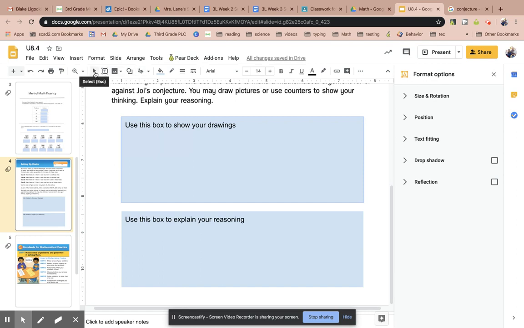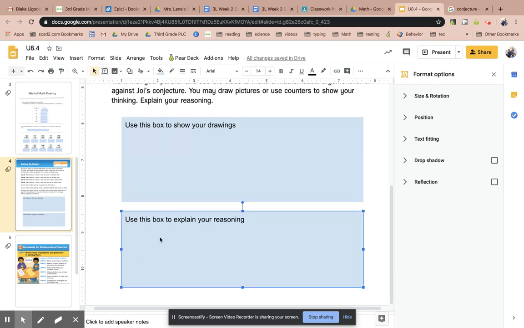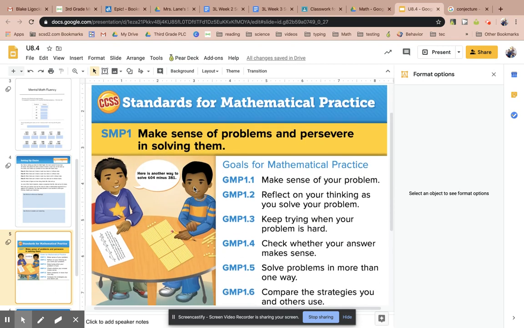Now make sure that you go back to your select button to come in here and be able to type in here, because you'll still be in scribble mode if you've selected scribble until you go back up and select your mouse.